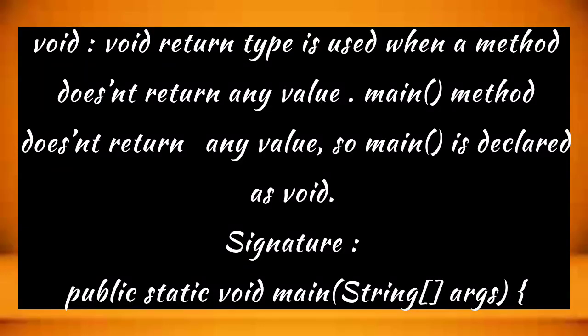Now void. The void return type is used when a method doesn't return any value. The main method doesn't return any value, so main is declared as void. Signature: public static void main, and we are passing a string argument into that main method.